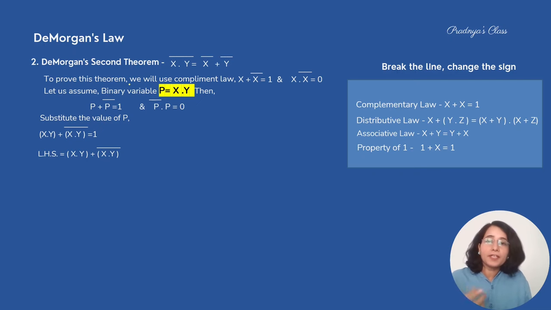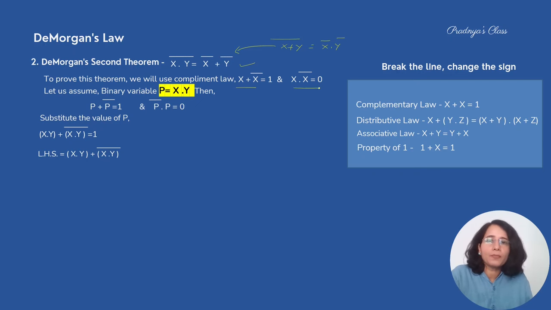Let's understand De Morgan's second theorem. It is a dual of the first theorem. We proved the first theorem, (x plus y) whole bar equals x bar dot y bar. Now this second theorem is the dual of the first theorem. To prove the second theorem also, we are going to apply the same method as the first theorem. So we are going to use the complementary law. We are going to assume the second theorem is proved and apply it on the complementary law.